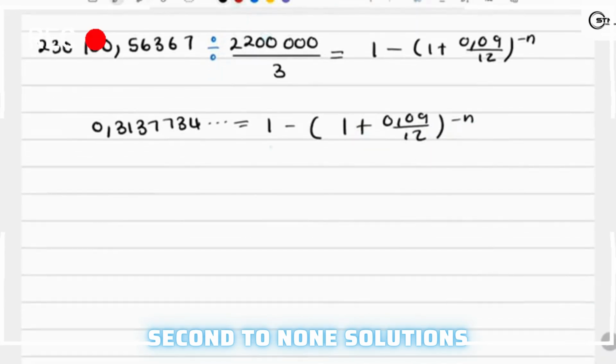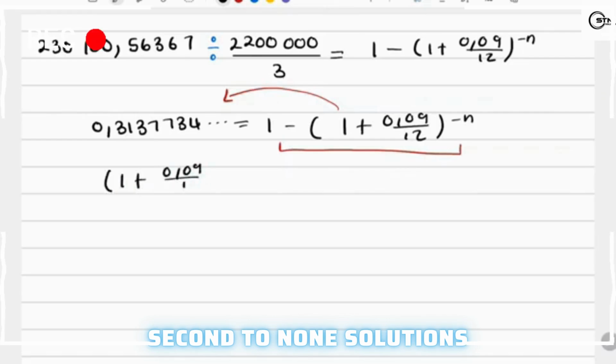Okay, so here, do you notice that this is actually negative? Because the n is also negative, but I'm just going to take that over. And so when it comes over, it now becomes positive: 1 plus 0.09 over 12 raised to the power of negative n. So there's no negative in front of the bracket anymore. Then we still have this 1 here, and I'm going to take this number over. So it's minus that number, 0.3137734, and it keeps going.